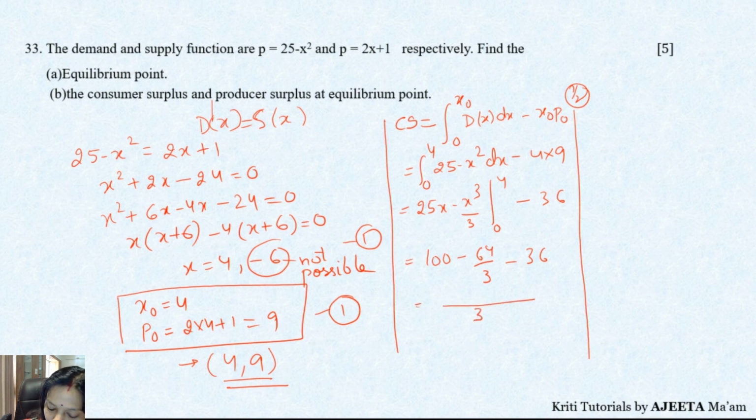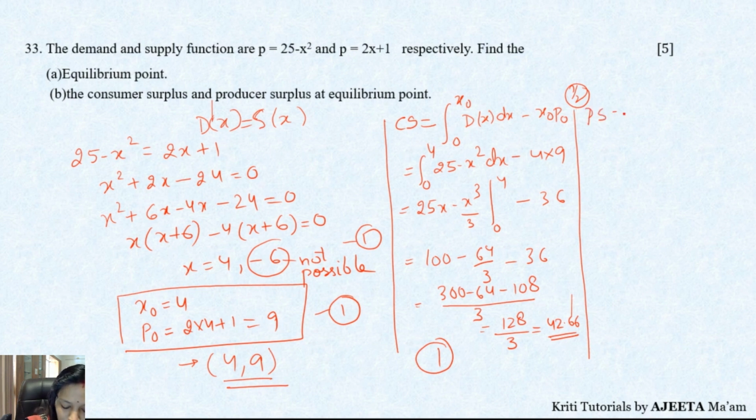Okay. So what do you get? Let's take 3 LCM. So 300 minus 64 minus 108. So you get nothing but 128 by 3. So that gives you the answer, 42.66. That's your consumer surplus. So 1 mark for this. So in all, 2 marks for the first part and 3 marks for the second. Don't divide it 2.5, 2.5. It depends on how and what is being asked.